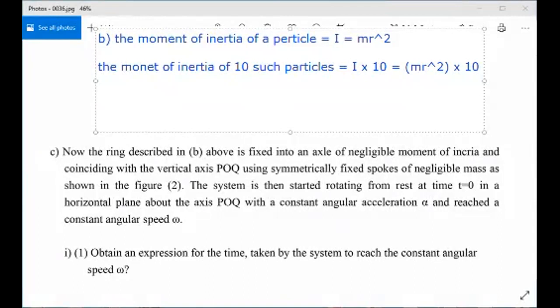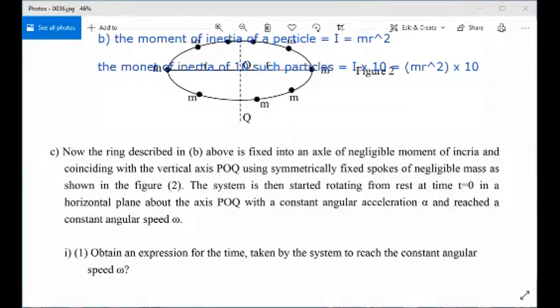Now you should not worry about any of these descriptions. May I tell you the reason? We should not worry about any of these descriptions because you see the things that they have said there. Fixed to an axle of negligible moment of inertia. Negligible moment of inertia means no mass.